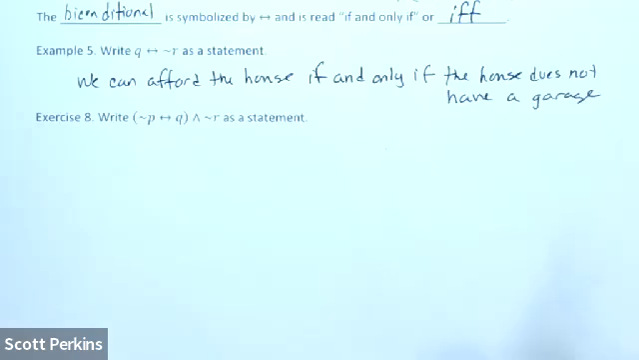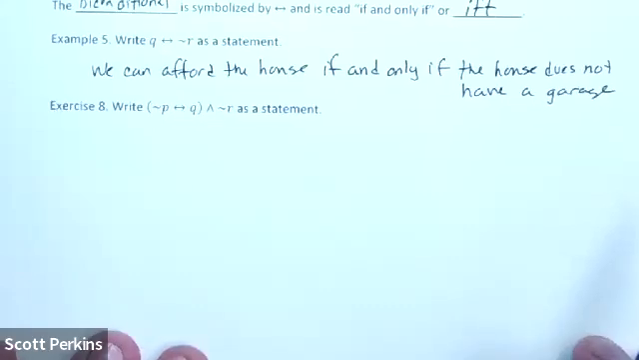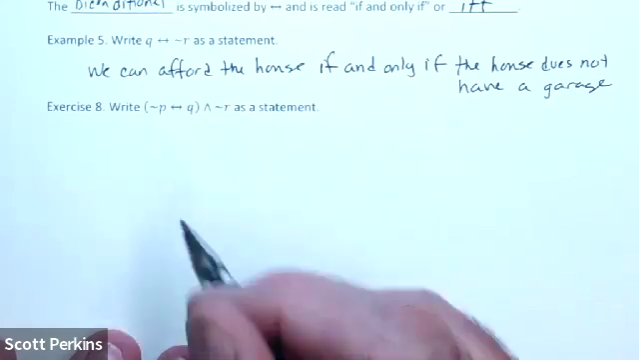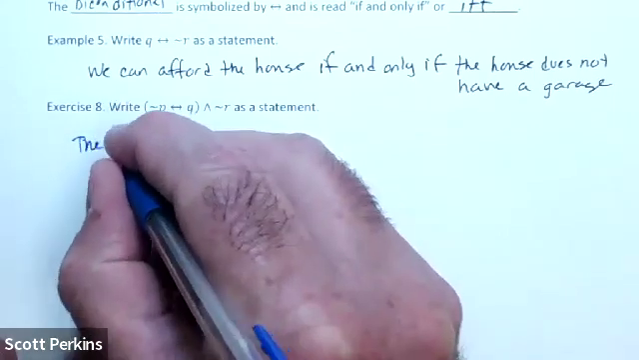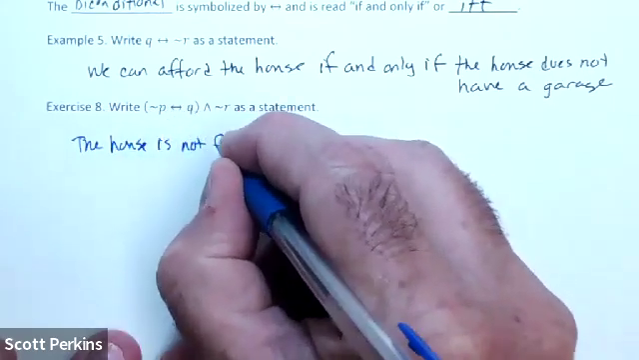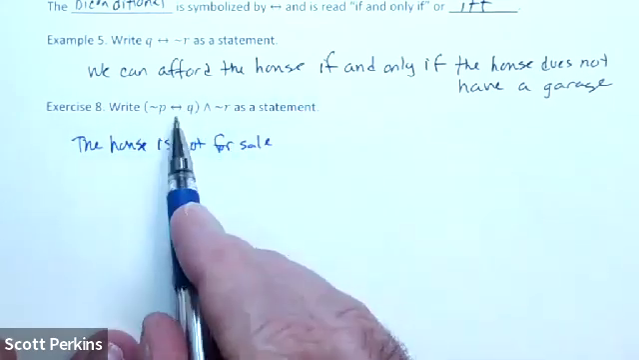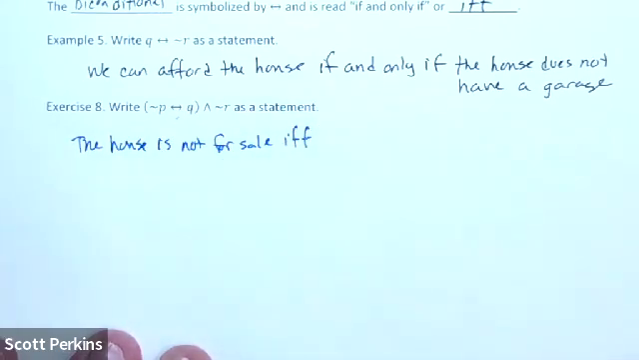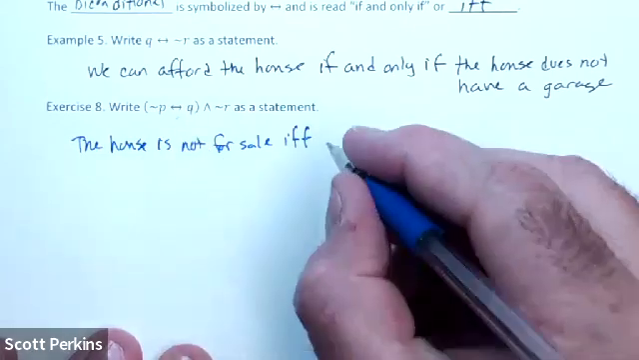All right, so I'm going to get started on this. Check your work with mine. So I got my parentheses. I've got squiggly P, so the house is not for sale. I've got my biconditional, if and only if. I'm going to just write iff with two F's since it's going to be a longer statement. And then Q, we can afford the house.